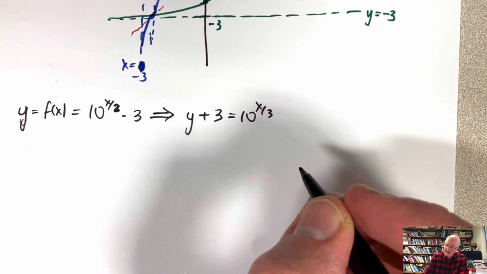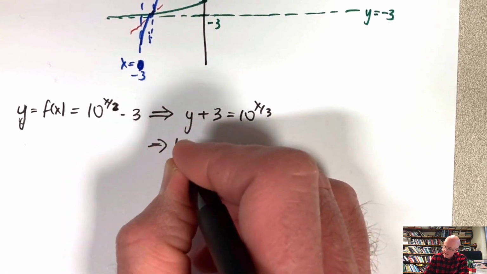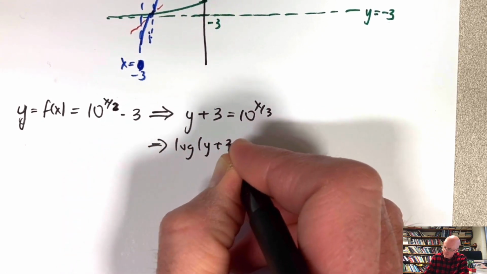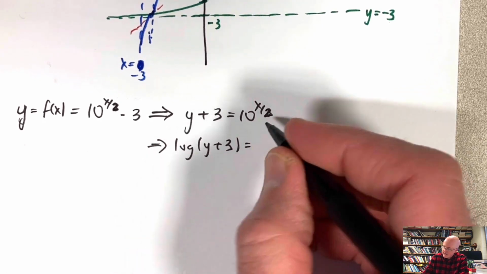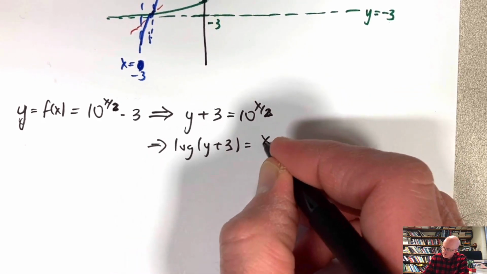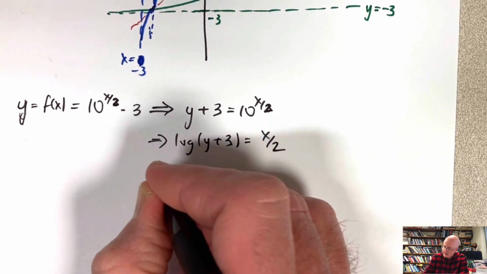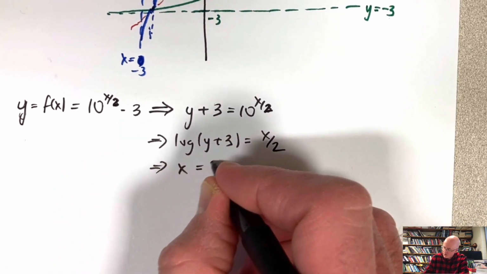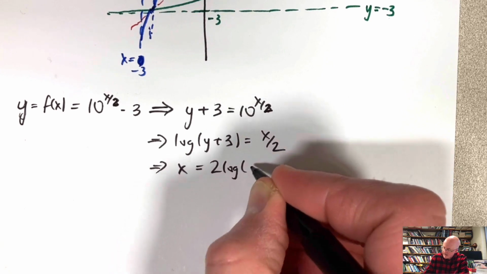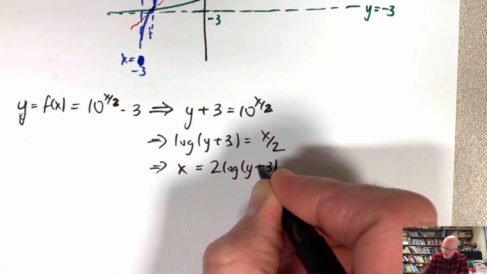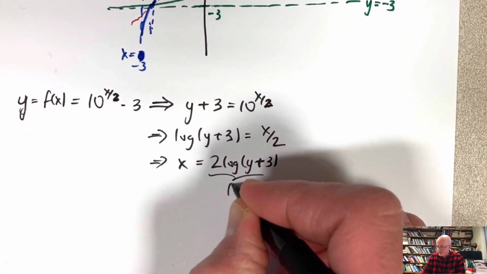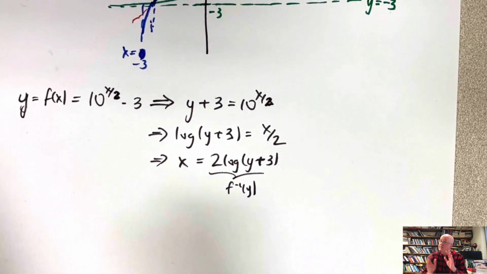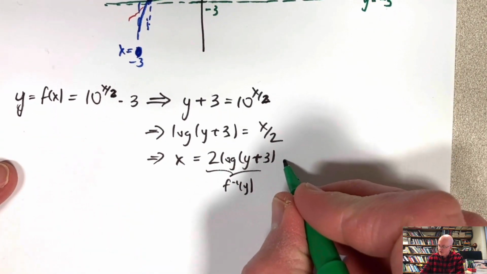Then we take the log base 10, the common logarithm of both sides, like this, and get log of y plus 3. Oops, that's supposed to be a 2. I don't know why I did that again. Equals, take the log base 10 of this, I'll get x over 2. Now multiply both sides by 2 and get x equals 2 log base 10 of y plus 3. Now that, symbolically speaking, is effectively saying we're done. You could think of this as f inverse as a function of y if you like, which is fine actually. You don't have to do the swapping at the end, though it is traditional.